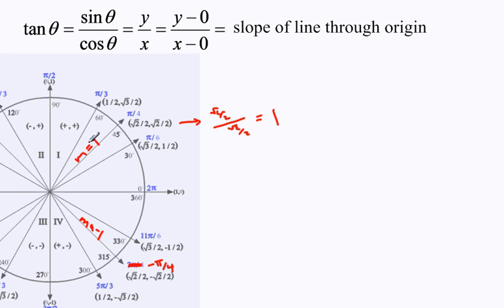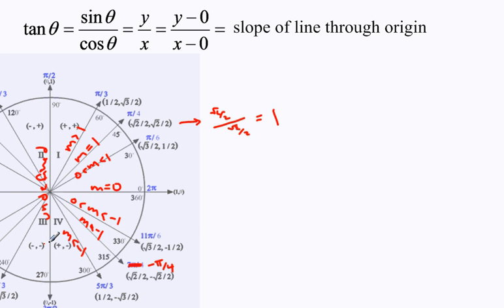Now I want you to notice here my slope is greater than 1, and here my slope is less than 1. And for exact values, those are the only ones I'm going to have. But this one is also bigger than 0, because here's my slope of 0. And right here, my slope is bigger than 0, but less than negative 1. And here, my slope is less than negative 1. And of course, along this vertical here, my slope is undefined.